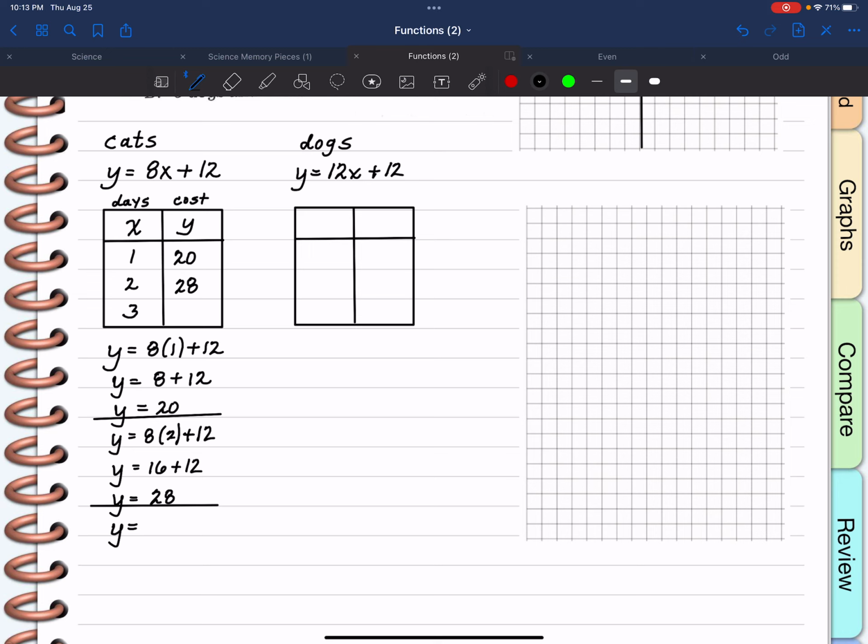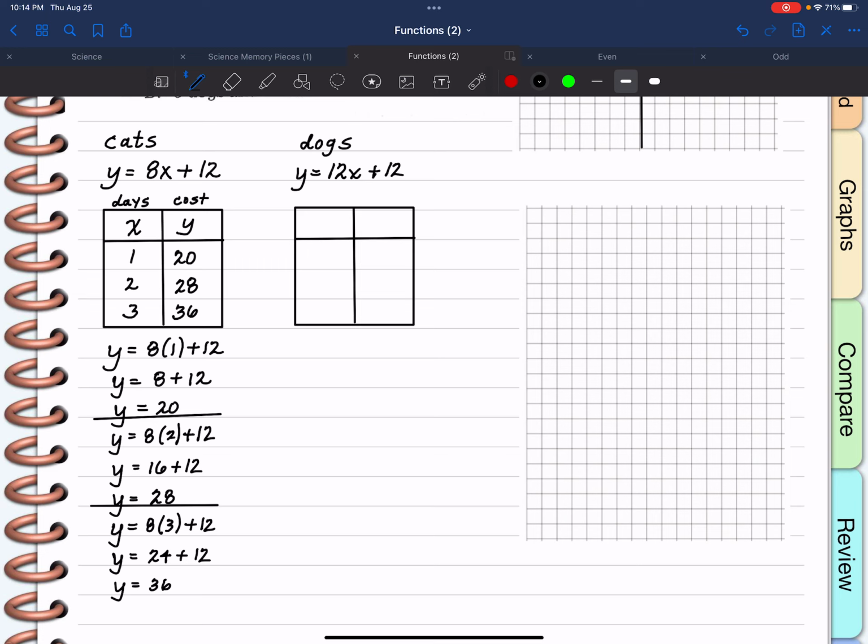I'm supposed to. 8 times 3 is 24, plus 12 is $36, another $8. So each time I'm just adding $8 because it's $8 a day.